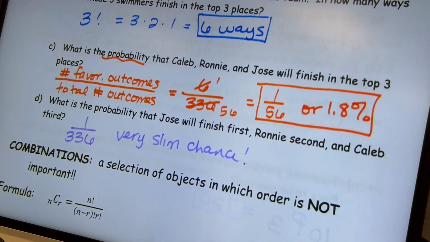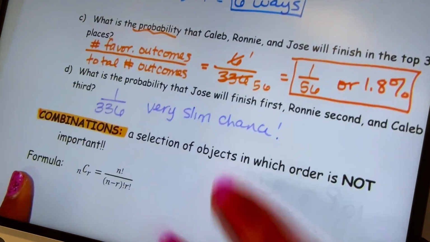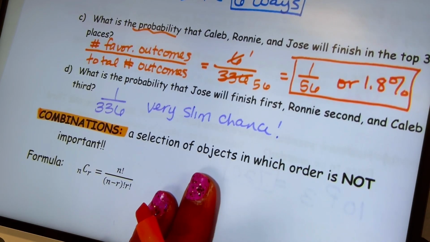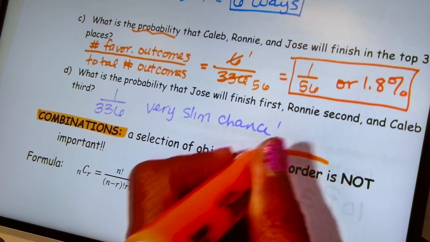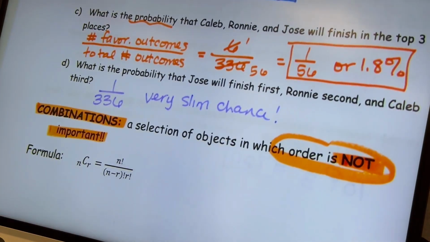All right, so that's permutations. Combinations, this is review for you guys because we did combinations in first semester. You learned this formula, okay? This is a selection of objects. We're selecting things out of a total, but order is not important. The order doesn't matter. There is no first, second, or third place with a combination. You're just selecting things out of a total. How many different ways can things be selected?